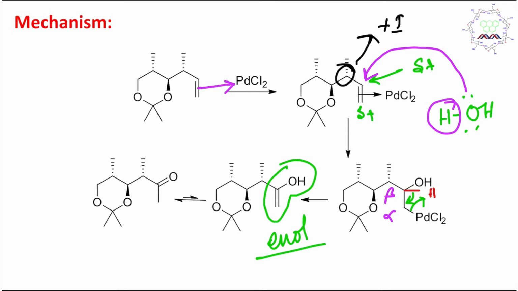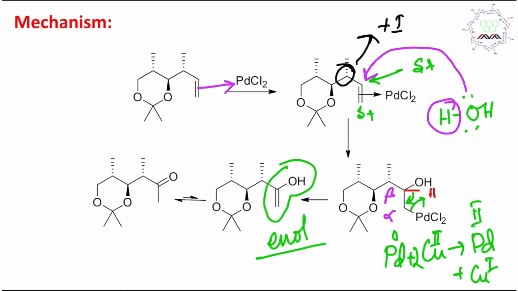During this process palladium is reduced to palladium 0, and that is oxidized by copper 2. So 2 molecules of copper 2 are needed, and it oxidizes palladium 0 to palladium 2, and the copper 2 salt gets reduced into copper 1, and this copper 1 is oxidized again by oxygen, so that's why oxygen was given. Now this is an enol, and we know the enol is relatively less stable compared to the keto form, and it undergoes tautomerism to produce the keto.